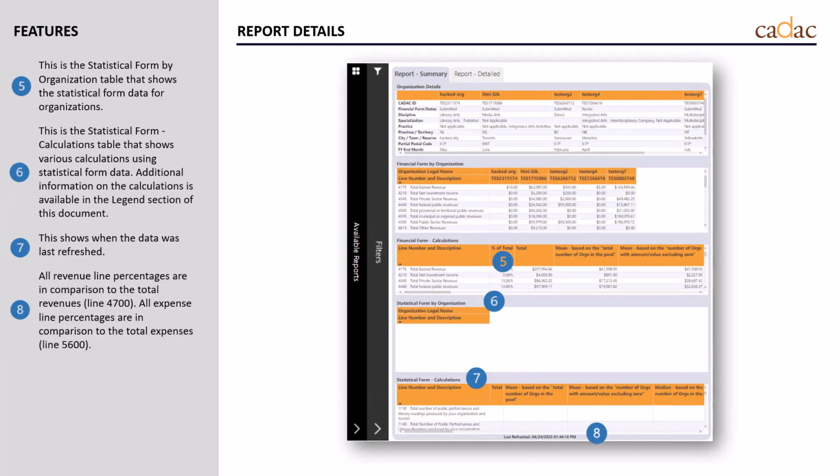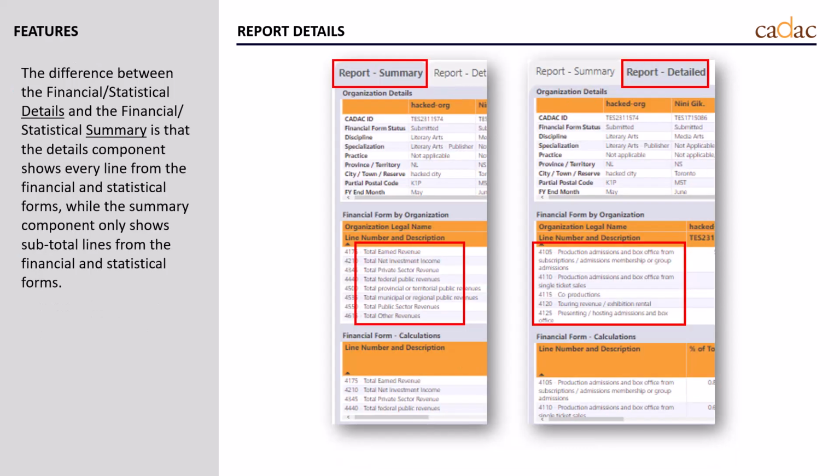A few notes on how those reports are set up. Firstly, we want to note that all revenue line percentages are in comparison to total revenues, which is line 4700 on the financial form, and all expenses are in comparison to the total expenses, line 5600. As I mentioned, this report contains both summary and detailed versions, the summary only showing subtotals, while details show the information for each line of the financial and statistical forms.